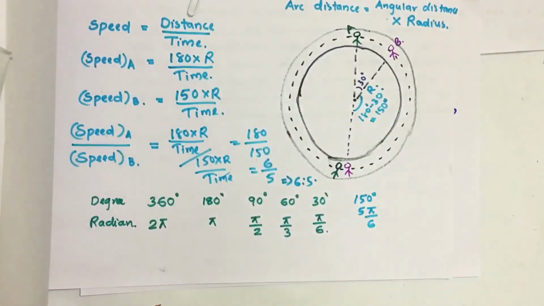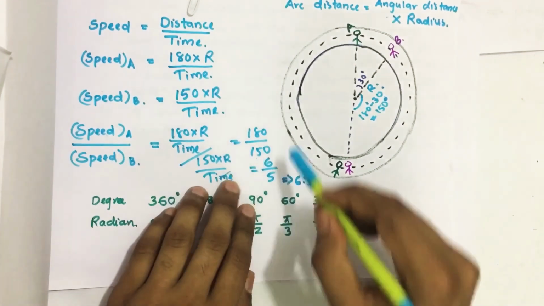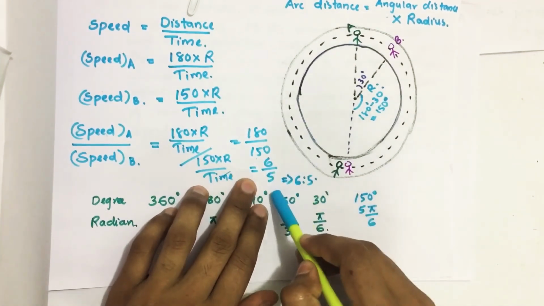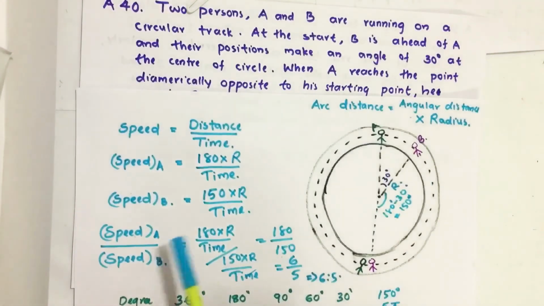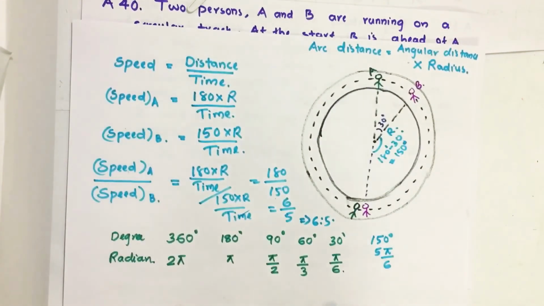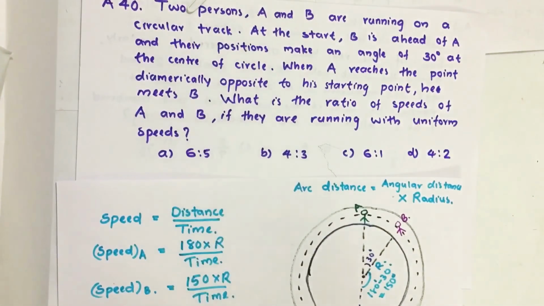We know 6 30s are 180. Similarly, 5 30s are 150. By simplifying, we get 6 by 5, which is equal to 6:5. Then the ratio of speed of A and speed of B equals 6:5. Our answer is option A, 6:5.